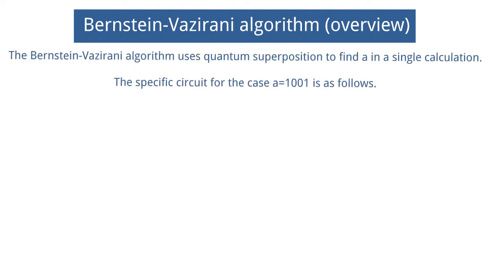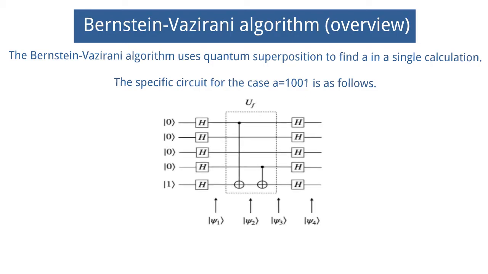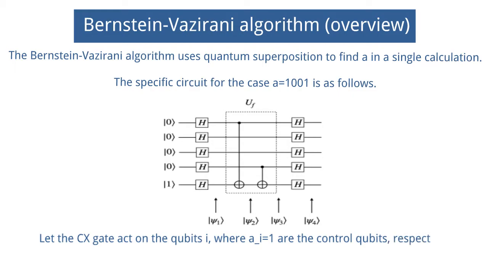The Bernstein Vazirani algorithm uses quantum superposition to find A in a single calculation. The specific circuit for the case A equals 1001 is as follows. Let the CX gate act on the qubits i where Ai equals 1, which are the control qubits. All target qubits are the 4th auxiliary qubit.